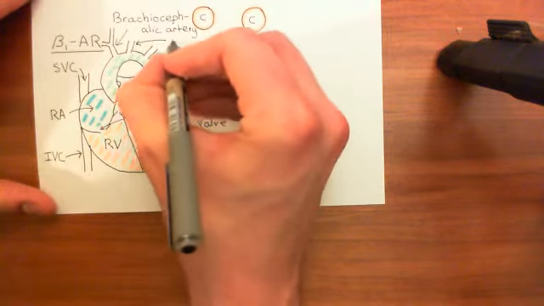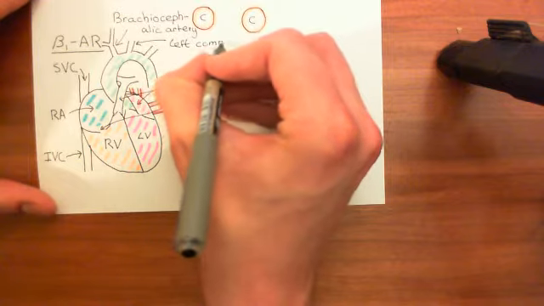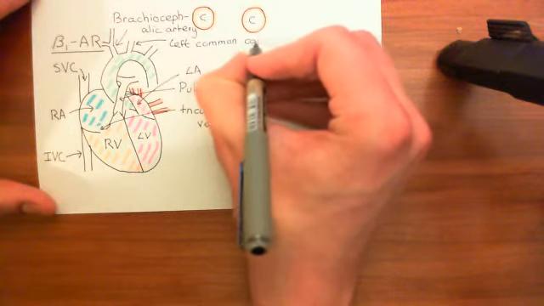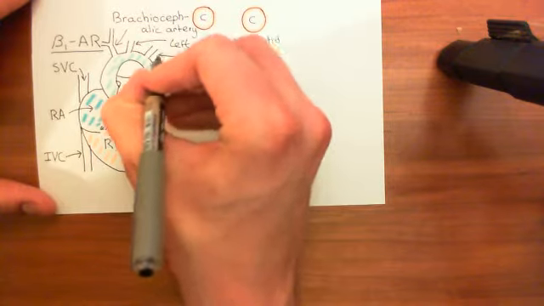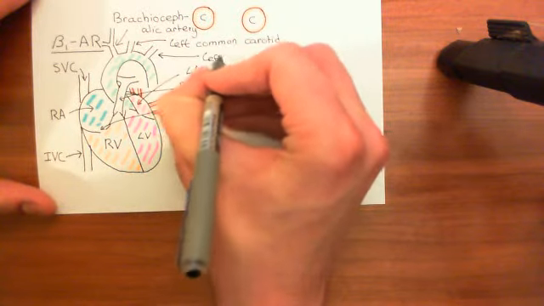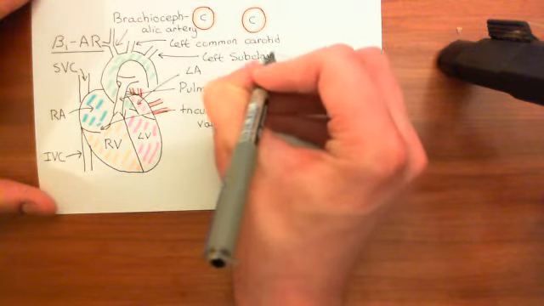This one here is the left common carotid artery. So this is the left common carotid. Okay, and then the next one to come off the aortic arch back here, this is the left subclavian artery. So this is the left subclavian artery.